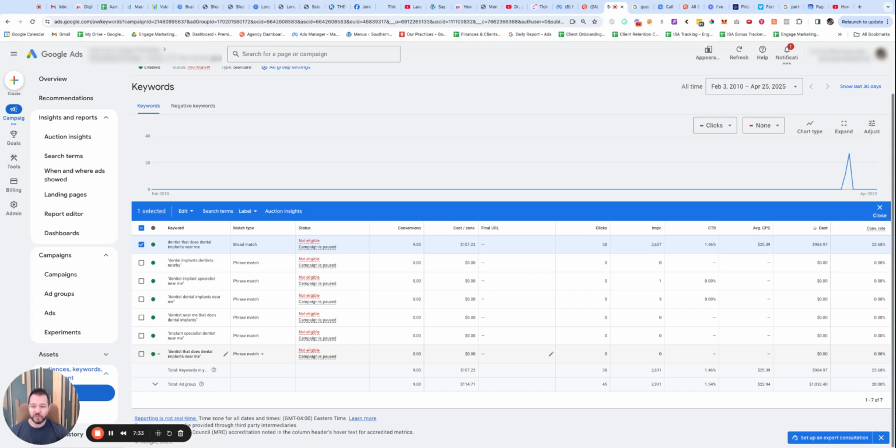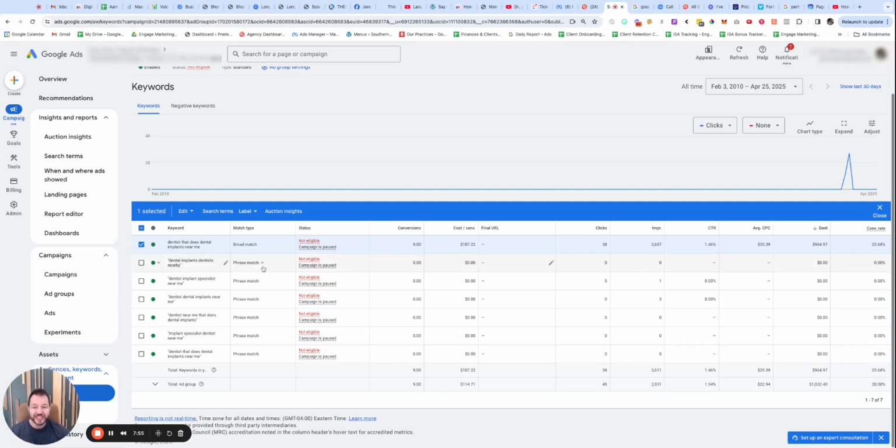Well, with this account, whoever was running it before went ahead and just put some phrase match, which is fine, but put a broad match on here. And we can see the downside that this caused. The traffic that came in was just not relevant. So 9 conversions, $107 cost per conversion, looks great on the outside.